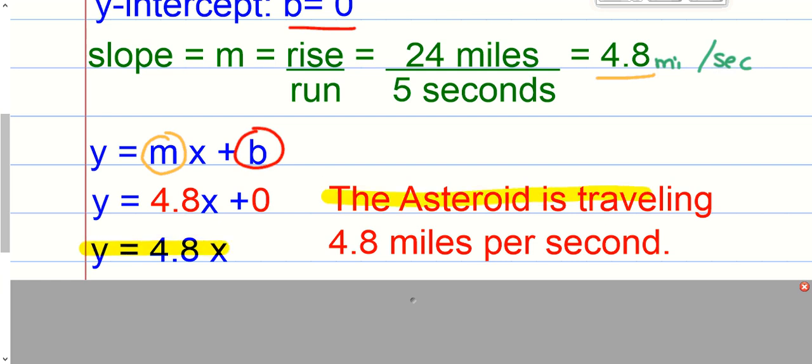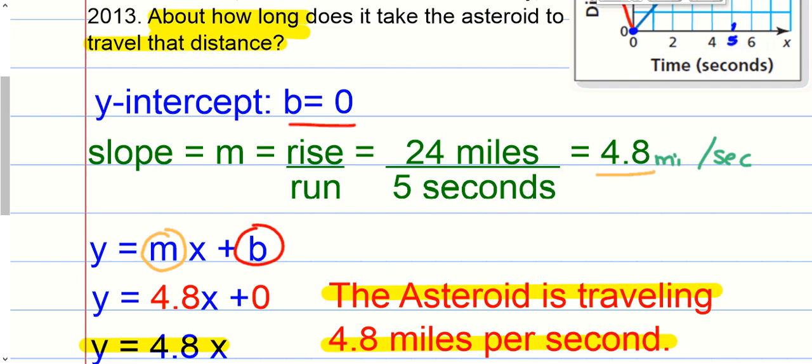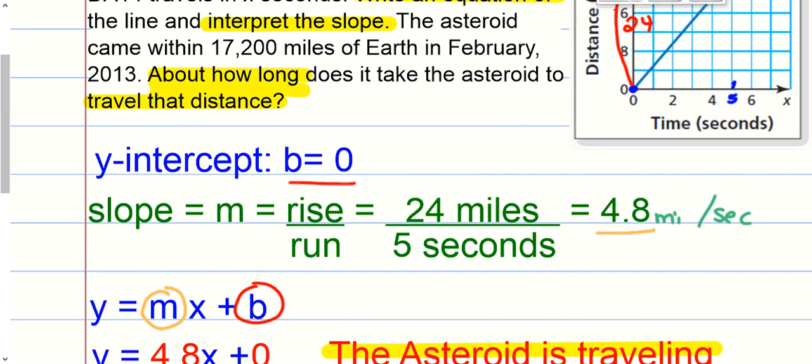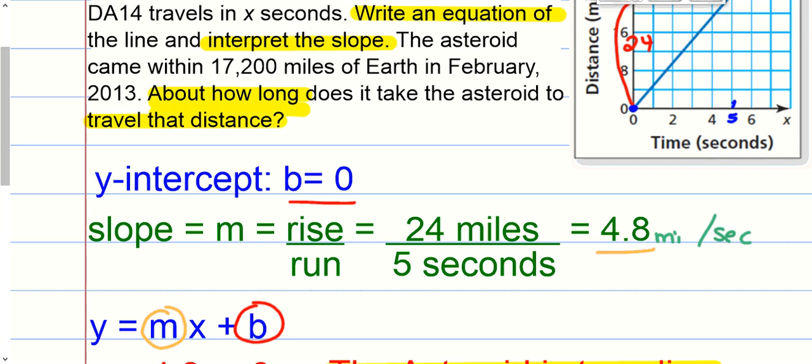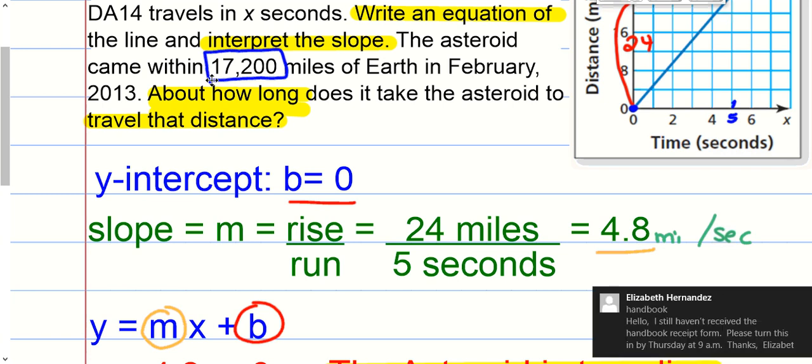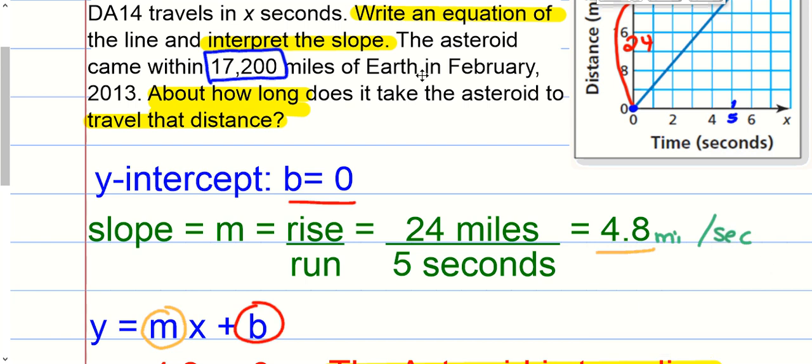Here's another part of our answer, the interpretation of the slope. It's traveling 4.8 miles per second. And the last thing we had to do was estimate how long it takes the asteroid to travel that distance. The distance they are talking about: the asteroid came within 17,200 miles of Earth in February 2013.